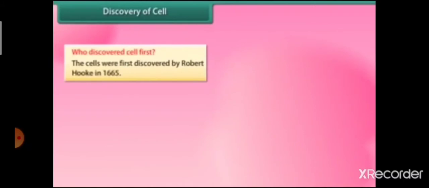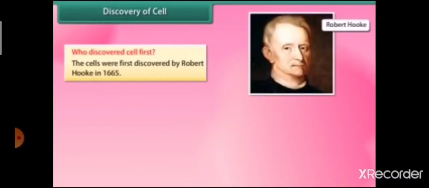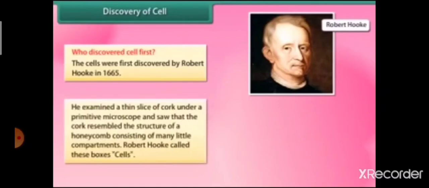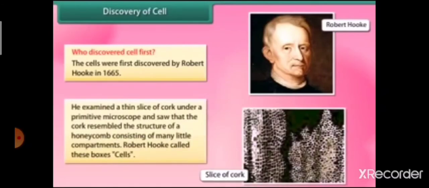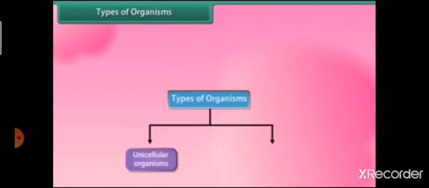Now let us see the discovery of the cell. Who discovered the cell first? The cells were first discovered by Robert Hooke in the year 1665. He examined a thin slice of cork under a primitive microscope and saw that the cork resembles the structure of a honeycomb. So the cell looks like a honeycomb which has compartments, and he gave the name cells to these boxes.